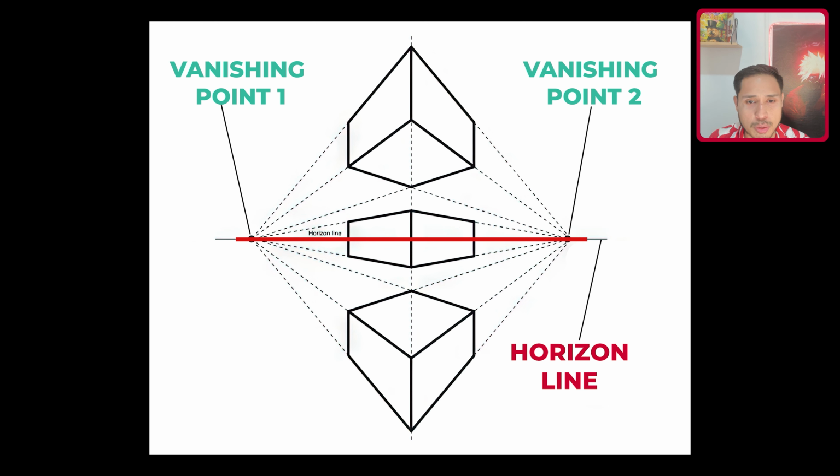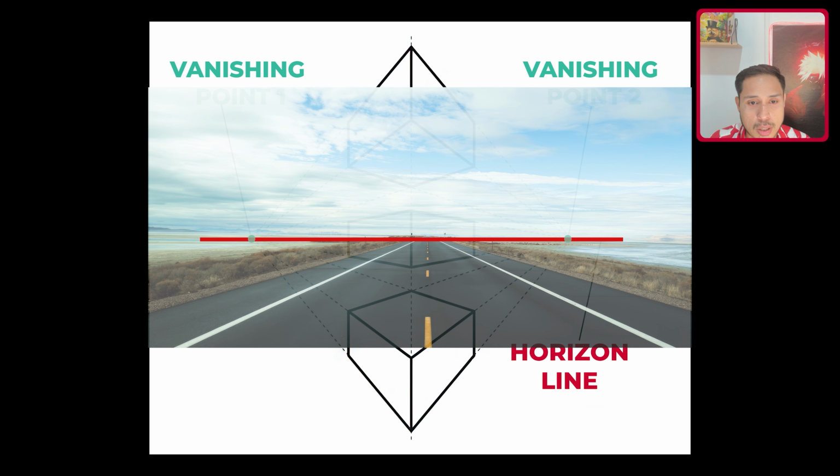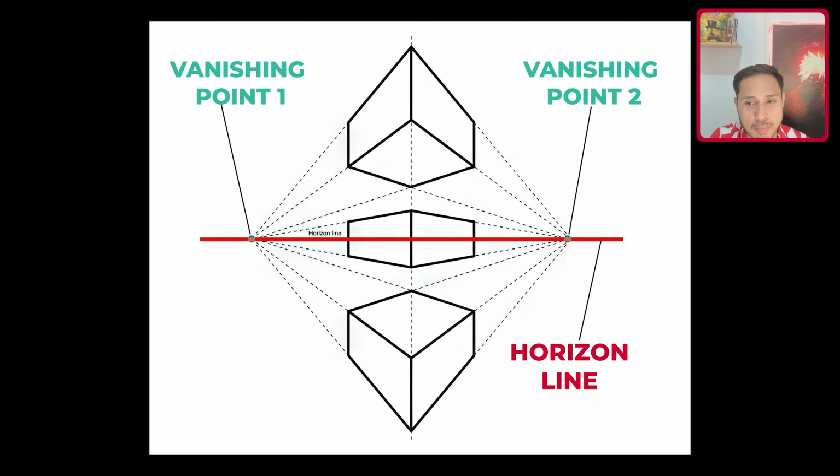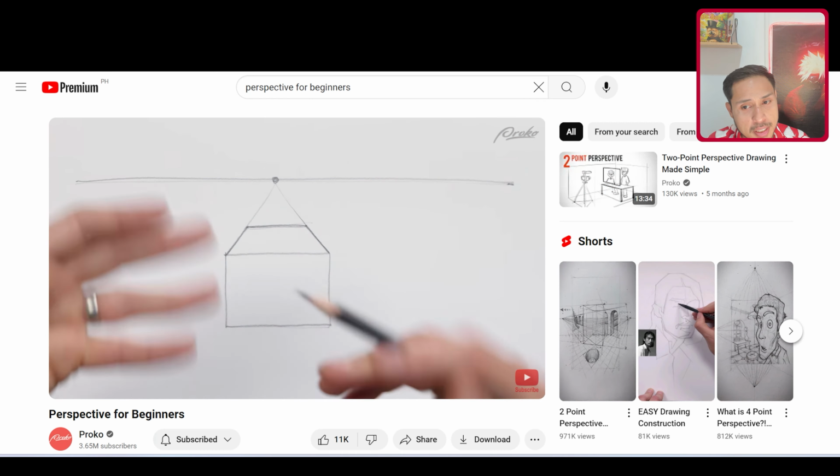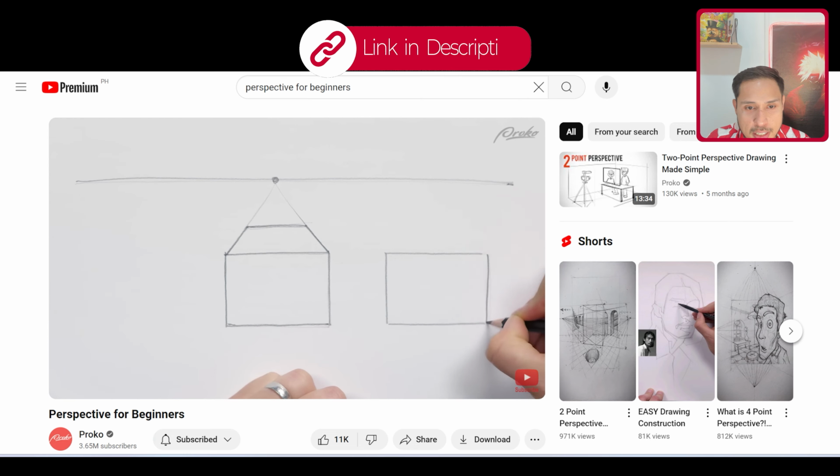The horizon line, on the other hand, is the eye level in the image, where the sky meets the ground. Together, they guide where and how you place every element in your composition to ensure it aligns with the viewer's perspective. If you find it hard to follow, don't worry, because it's simpler than you think. You may also watch this video first. It explains the concept very clearly, and come back after. Link is in the description.